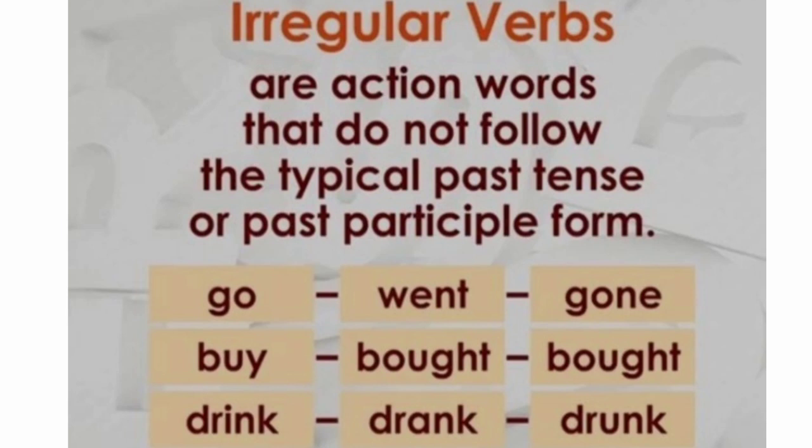Irregular verbs. Irregular verbs are action verbs that do not follow the typical past tense or past participle form. For example, go, went, gone; buy, bought, bought; drink, drank, drunk.